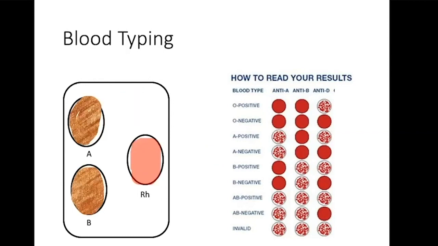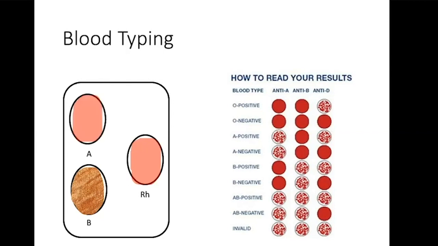This is a second sample. Agglutination occurs with anti-A and anti-B, but not with anti-Rh serum. That tells me that I have antigen A and B on the red blood cell, but not Rh factor. This blood type then is AB negative.